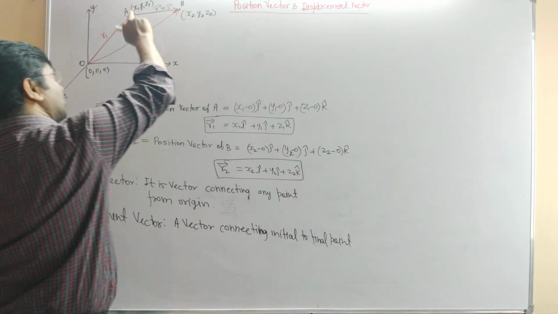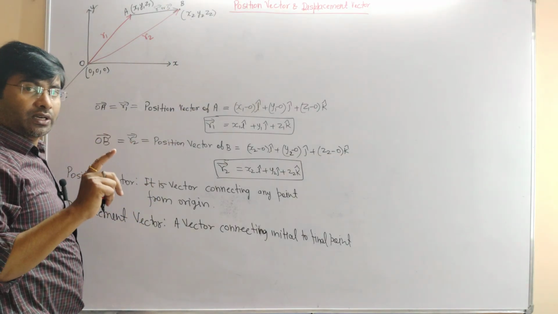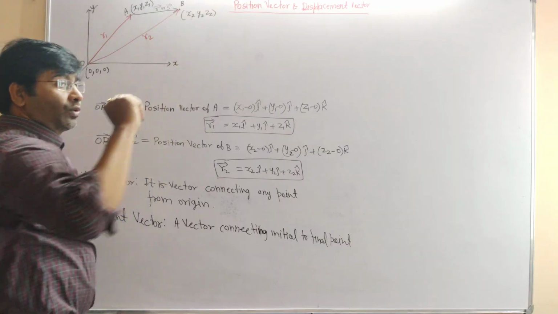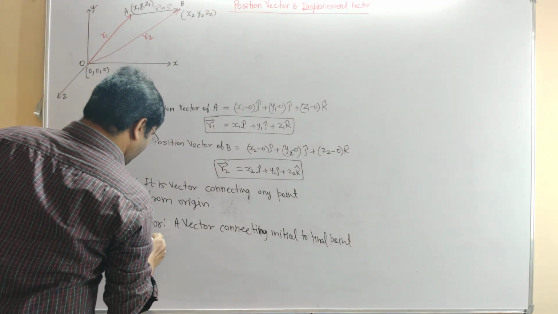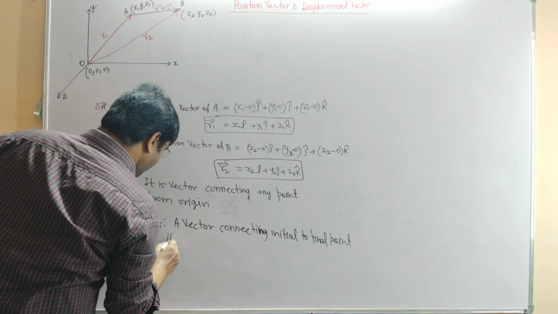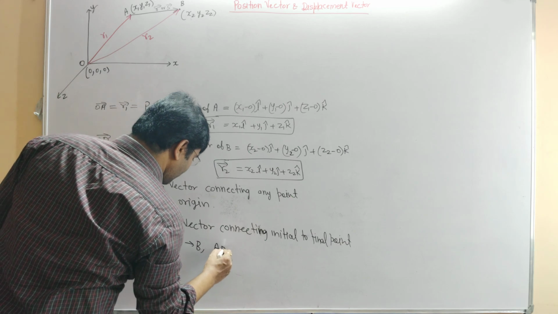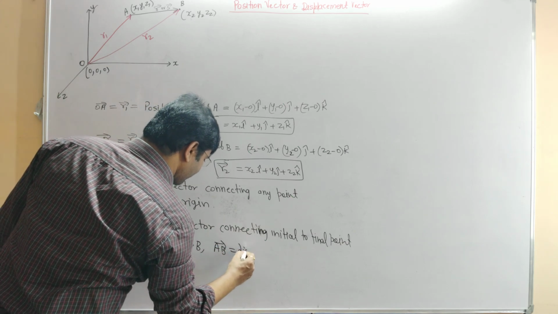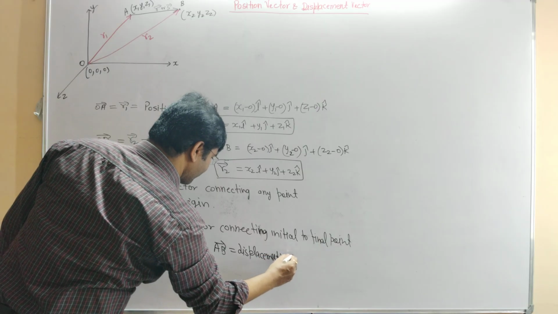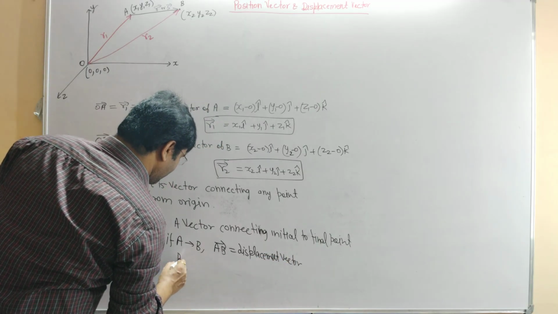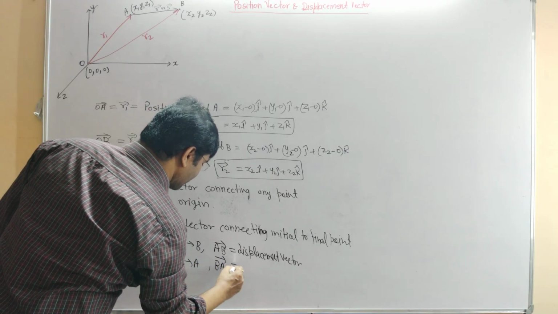If you are shifting B to A, then the BA vector will be the displacement vector. If you are shifting A to B, then the AB vector is the displacement vector. So we can write that if A to B, then AB will be the displacement vector, and if point B is shifted to A, then BA is the displacement vector.